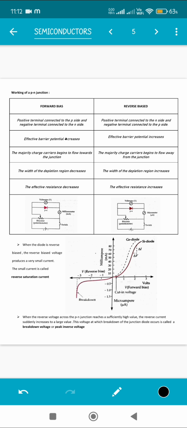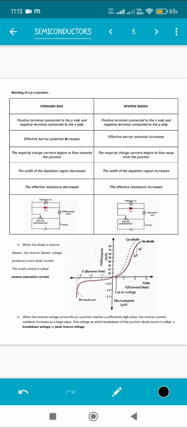So the barrier potential decreases in case of forward bias, but in case of reverse bias the barrier potential is more. Very important. In forward bias, the majority charge carriers begin to flow towards the junction, and in reverse bias the majority charge carriers begin to flow away from the junction. That means it is representing the movement of electrons and holes. In forward bias they will be moving towards the PN junction, but in reverse bias they will be moving away from the PN junction.